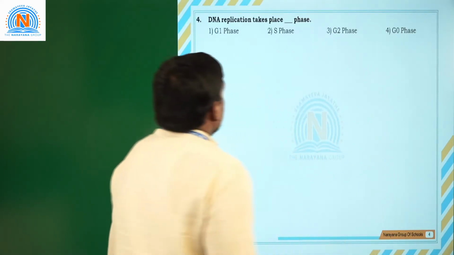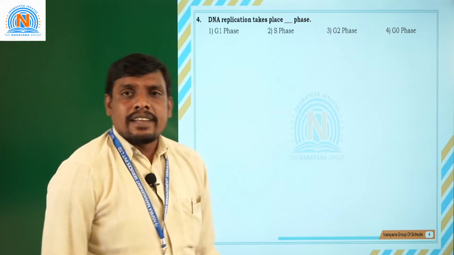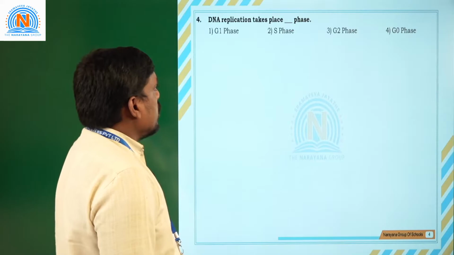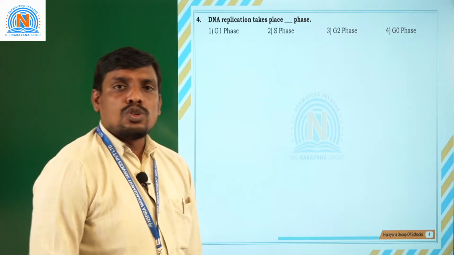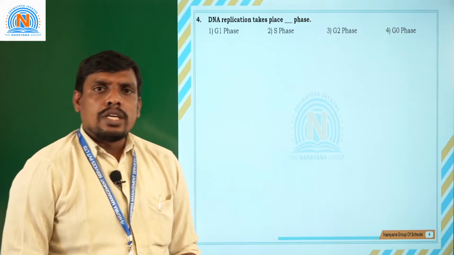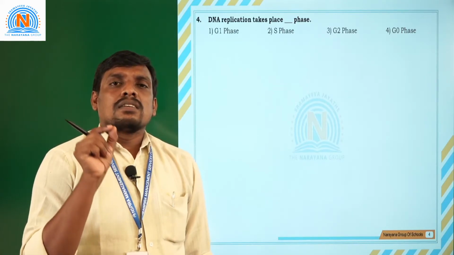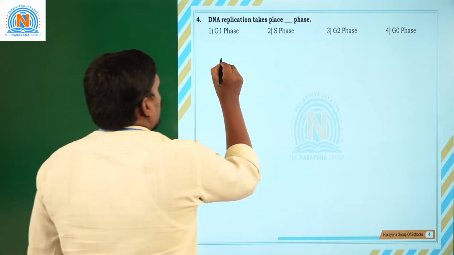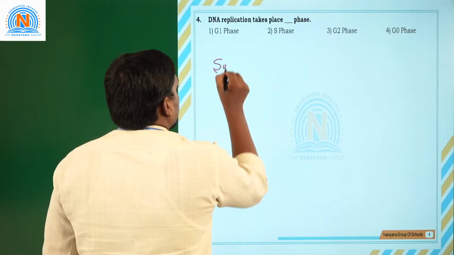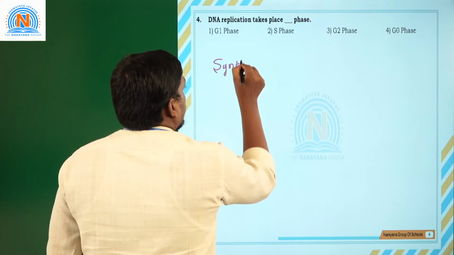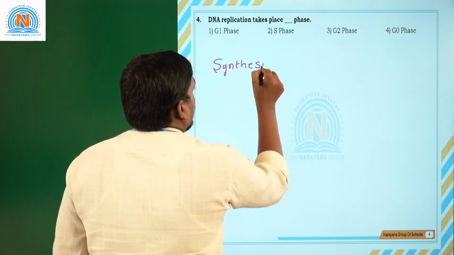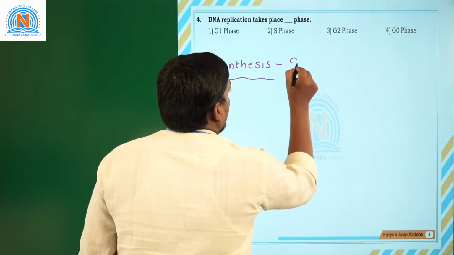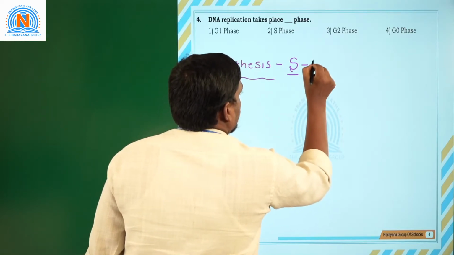Fourth question. DNA replication takes place in dash phase. In which phase does DNA replication generally take place? As I said to you, because of replication only, the complete DNA structure appears in the cell during cell division. As you know, during S phase, or synthesis phase, DNA replication takes place. What do you mean by synthesis phase? It is also called S phase.